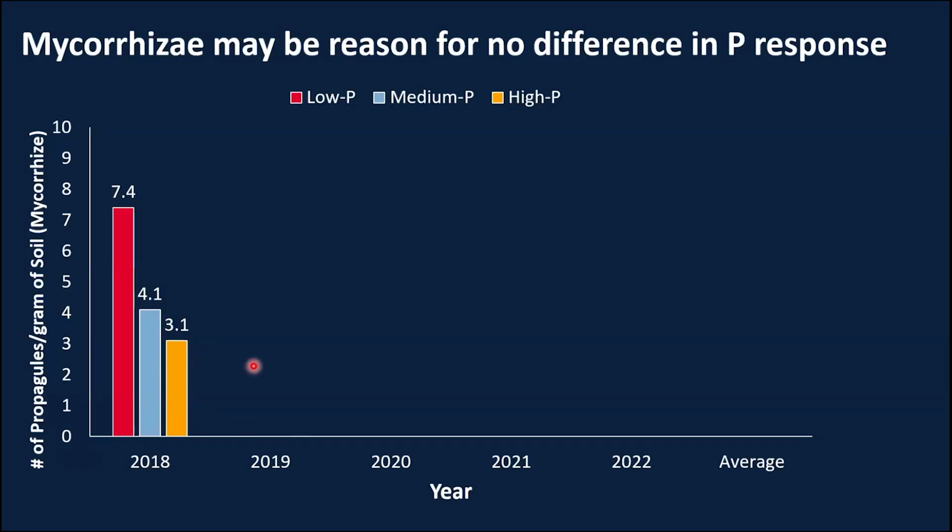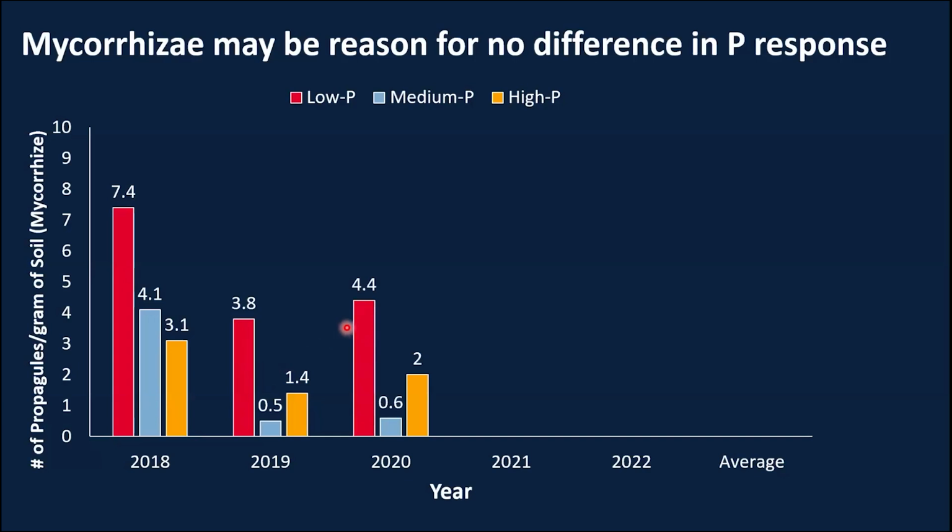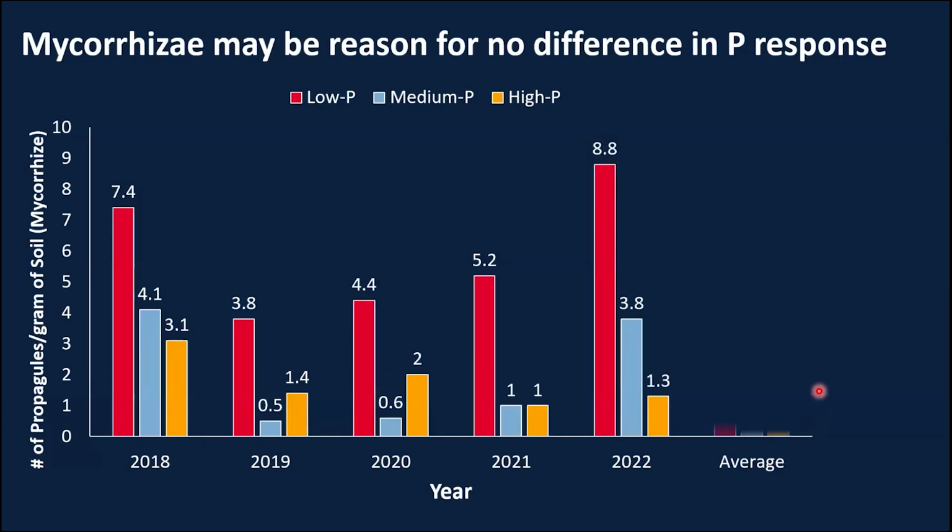The same trend follows in 2019, 2020, 2021, and 2022. If we look across the 5-year average, we still see the same trend, where the low soil test phosphorus has a lot more mycorrhizal fungi compared to the medium and high soil test phosphorus. We don't see causation here because we're not changing the arbuscular mycorrhizal fungi numbers, but we can see the association: with lower soil test phosphorus, we tend to see higher amounts of mycorrhizal fungi.